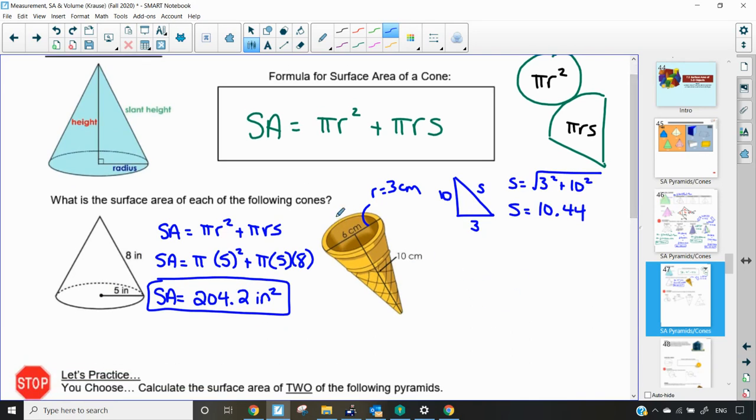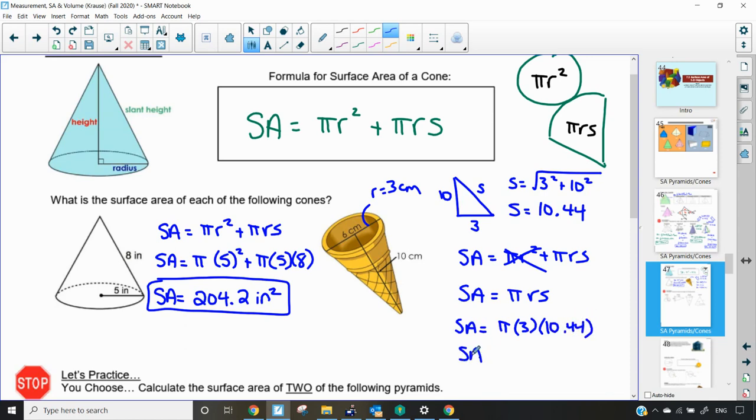Now, moving on, this is the surface area of a cone. And if this was just some regular cone like the one beside it, we would just do pi r squared plus pi rs. But we know that with an actual cone, like an ice cream cone, there is no top on it. So our formula is SA equals pi r squared plus pi rs. But because there's no top, we can cross that part off. And our surface area just becomes pi r times the slant, which means the surface area is pi times 3 times that 10.44. And so our surface area is 98.4 centimeters squared.